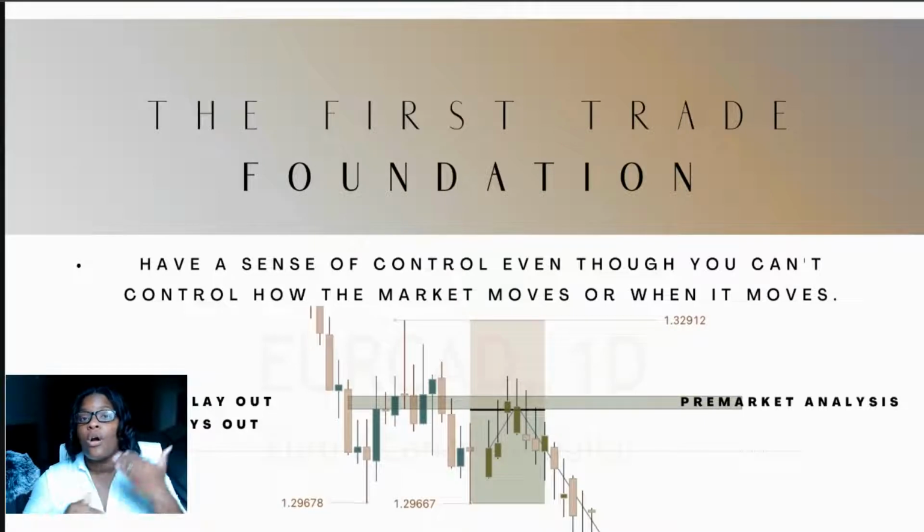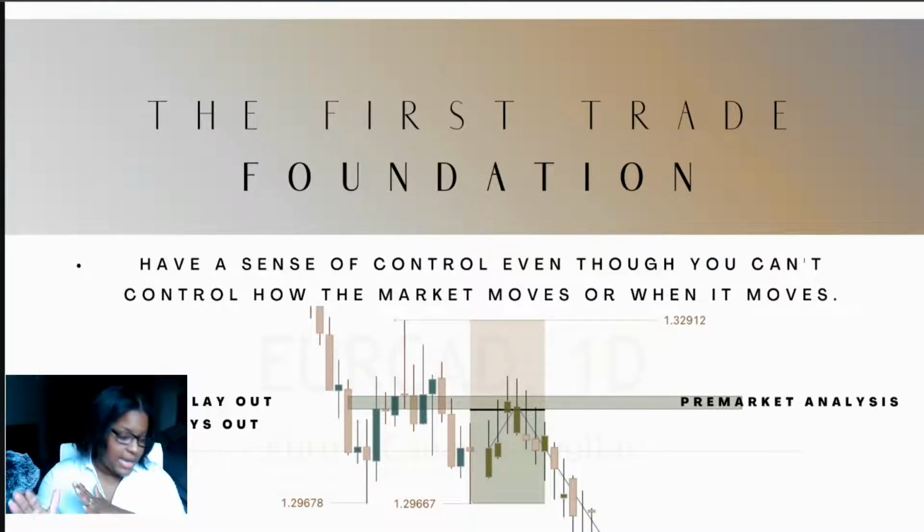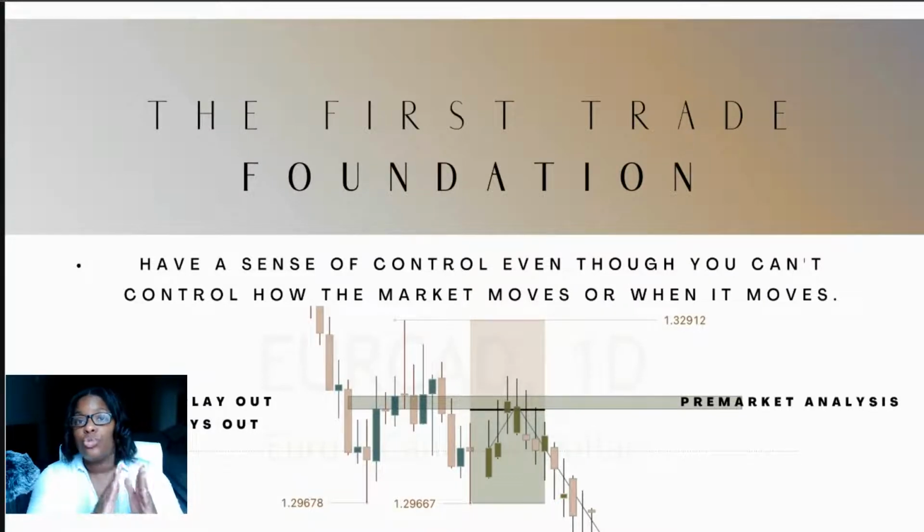And this is all a part of pre-market analysis. I don't know how many of you have ever heard of that word, but that is what you do before you enter the trade. Oh, you're telling me that's how you analyze the chart every time you show.